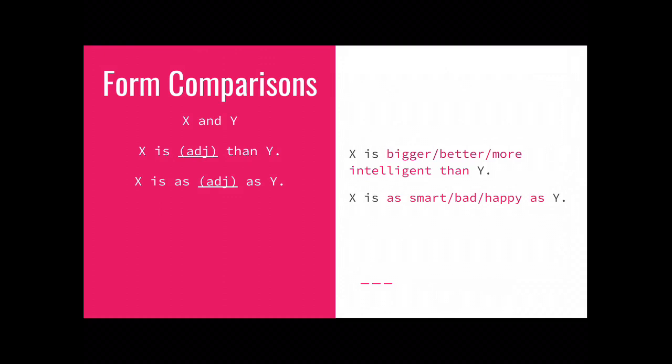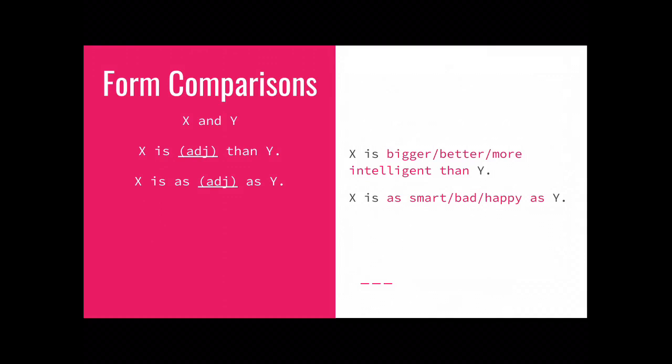So this is saying one thing is something than the other, is more or less of something than the other. Another way we can do comparisons is saying they are the same. This is seen with the second example. X is as blank as y. Here, you simply put the adjective between the words as and as. For example, X is as smart as y. X is as bad as y. X is as happy as y.